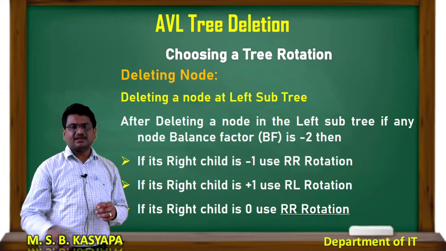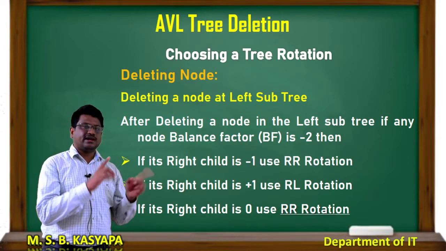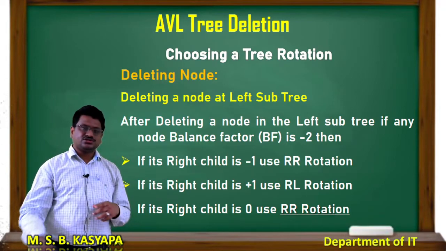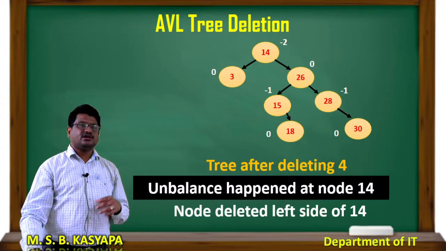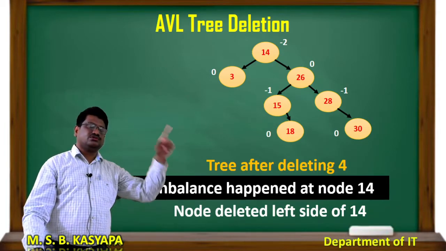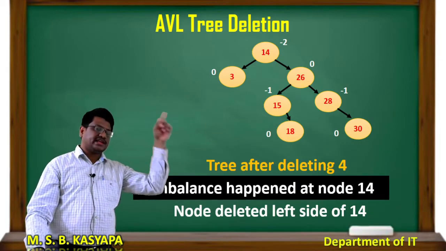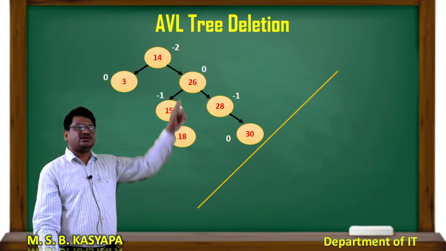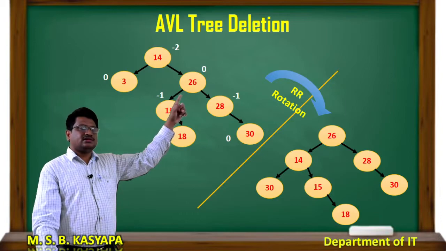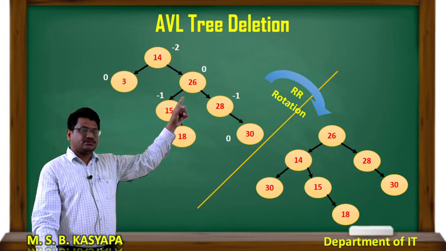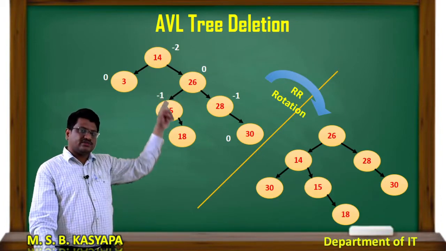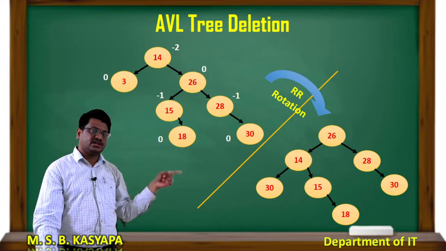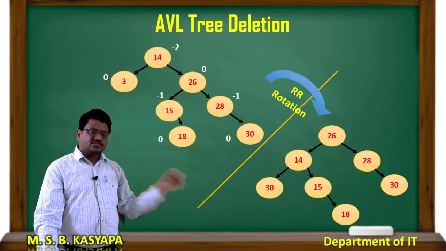If I delete the element at the left side, what do I have to do? -2 -1 means RR, -2 +1 means RL, -2 0 means RR. Here it is -2 0, so I check the right child, -2 0. That means RR rotation. According to RR, first the right child will become the root node, and 14 will become the left child. If it has any left children, they will become the left child. So 14 and 3, here 3.